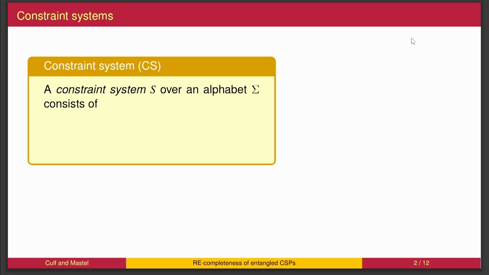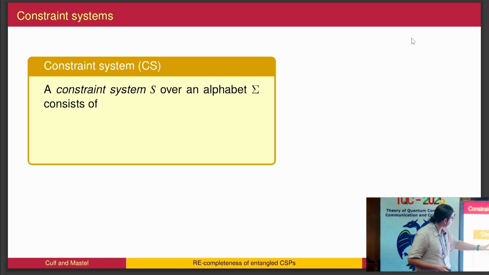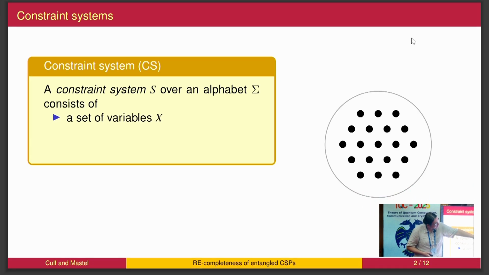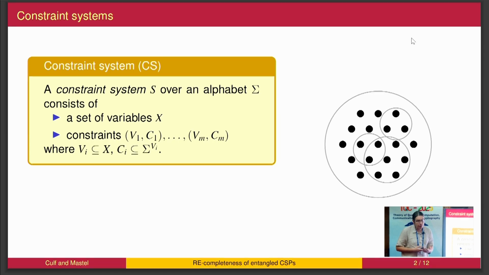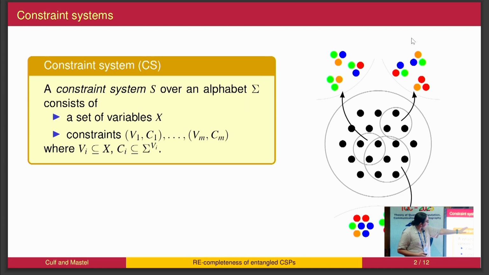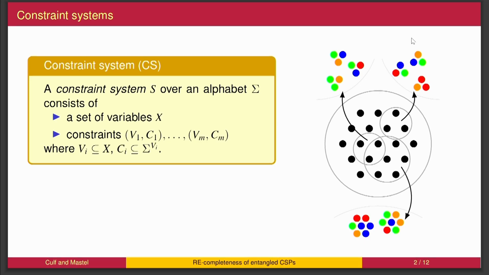A constraint system is essentially a system of equations over some fixed alphabet. So it consists of a set of variables, here indicated by these dots, and a set of constraints on those variables. So essentially subsets of the variables, here circled, and constraints indicating what values those variables can be assigned in conjunction. So here, for example, the colors being the alphabet, each set of variables is associated to some subset of the possible colors that can be assigned to this set of variables.